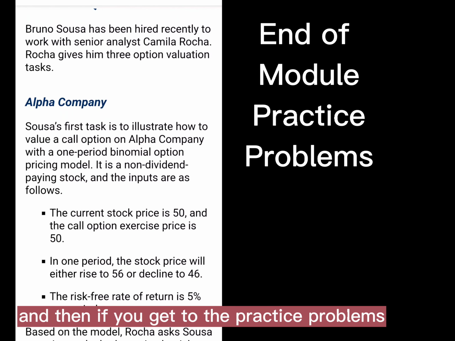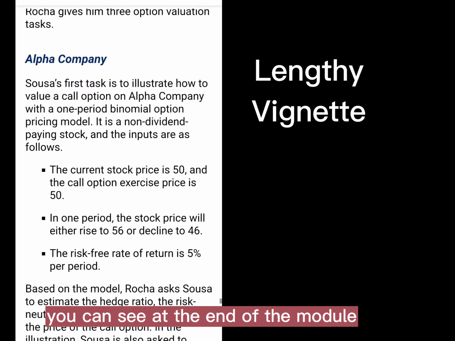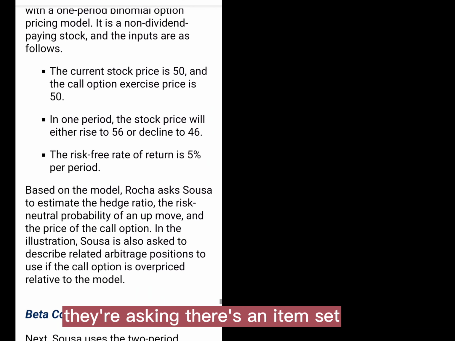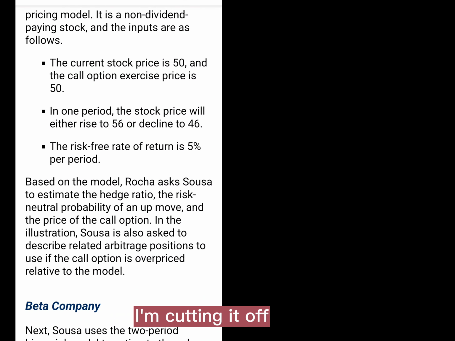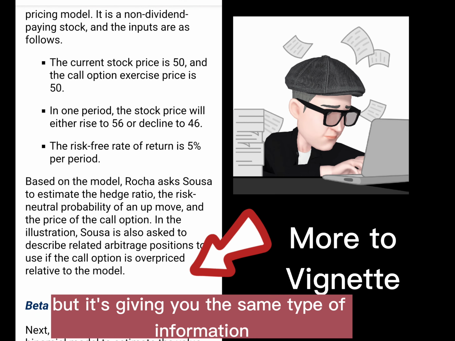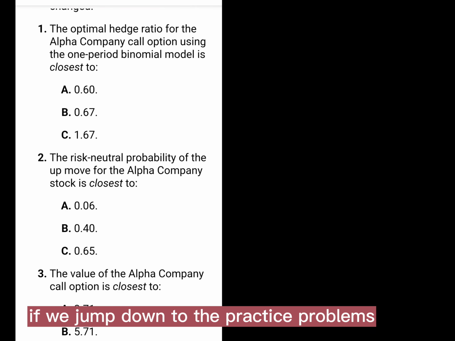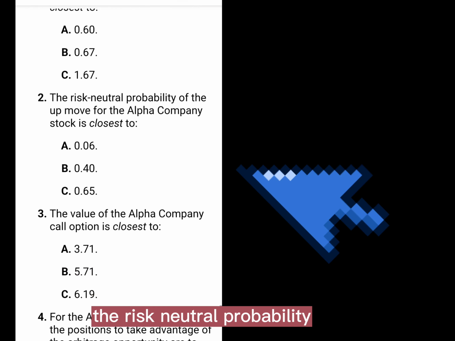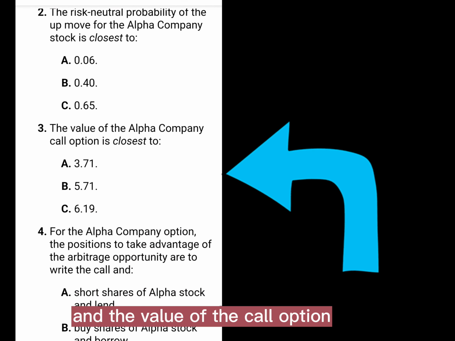And then if you get to the practice problems, you can see at the end of the module, there's an item set, there's a vignette here. I'm cutting it off after the Alpha company. There's more in the Beta company, but it's giving you the same type of information. And if we jump down to the practice problems, they're asking for the optimal hedge ratio, the risk neutral probability, and the value of the call option.